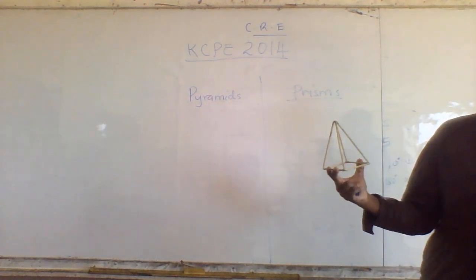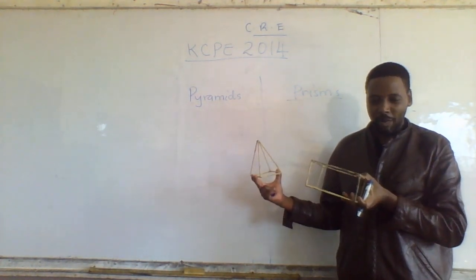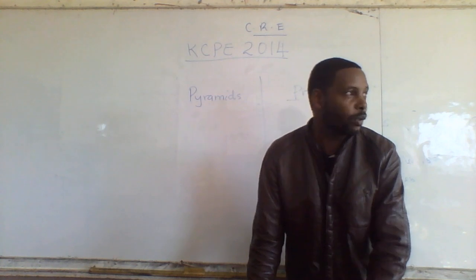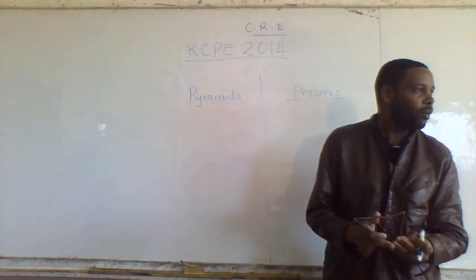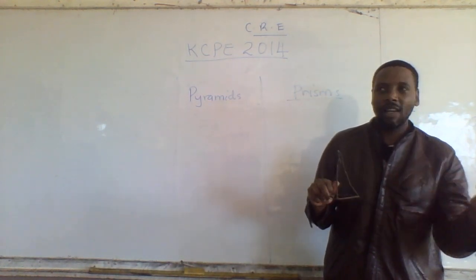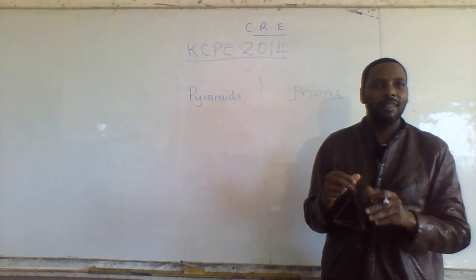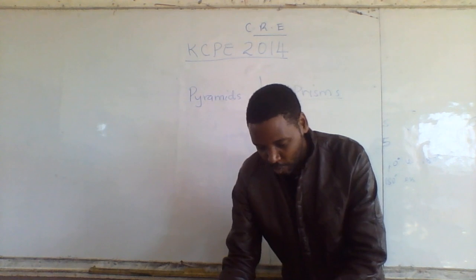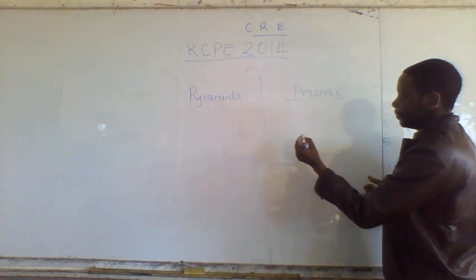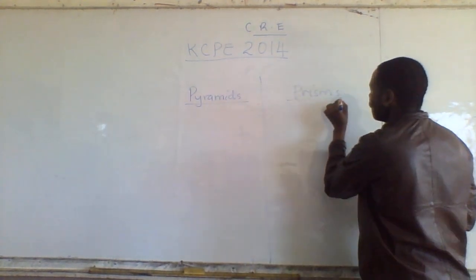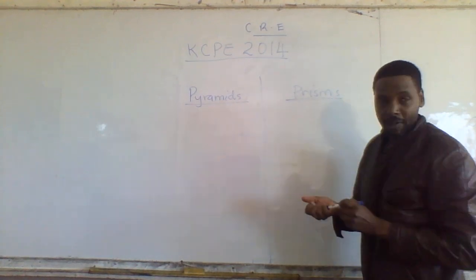Yeah, we look at these things. Another one is here. Can you see? We are talking about these things. I wish we could have the other one, the one which is mostly tested in KCPE all the time. There's another one somewhere. But just leave it, we shall draw it here. So, we want to see the difference between pyramids and prisms.